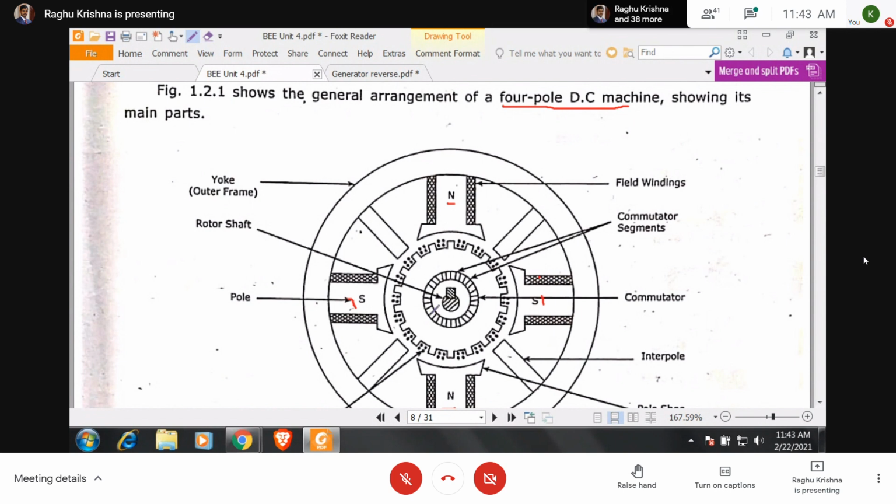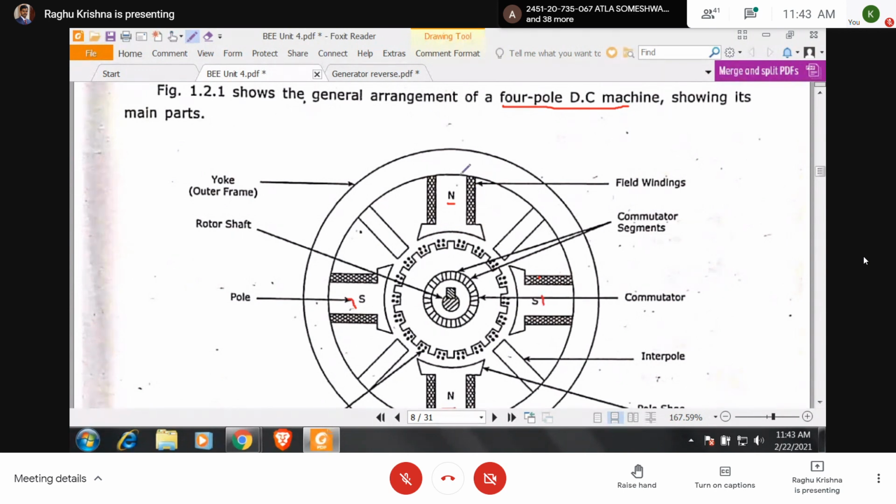And here you have the pole shoe. This pole shoe will support this winding. If the pole shoe is not there, the winding may fall down. Also, this pole shoe will spread the magnetic flux uniformly. So here the magnetic flux is spread uniformly by using this pole shoe. Let us see these parts one by one.